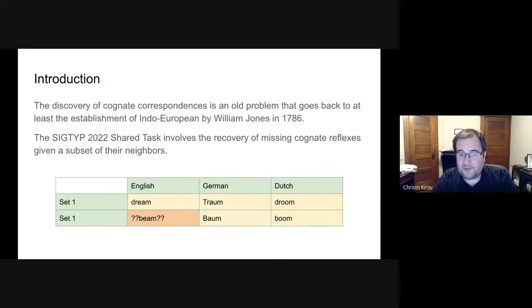For example, by analogy to the relationship between dream, Traum, and Droom in English, German, and Dutch, respectively, we might expect a system to predict the English cognate corresponding to German Baum and Dutch Boom should be Beam. Beam is in fact cognate with those forms. It's just that it no longer means tree. Its meaning having shifted somewhat to something closer to a plank of wood.